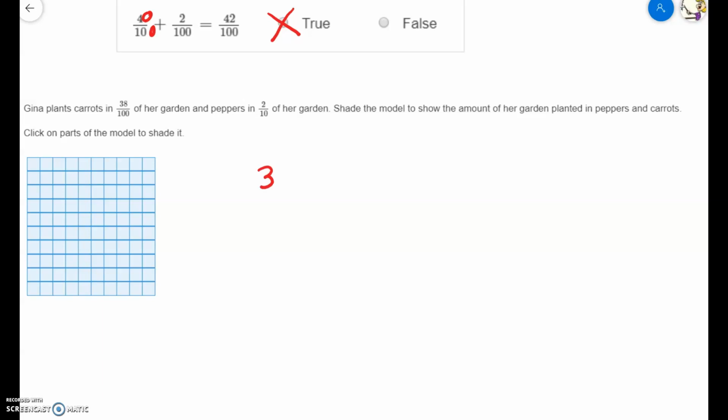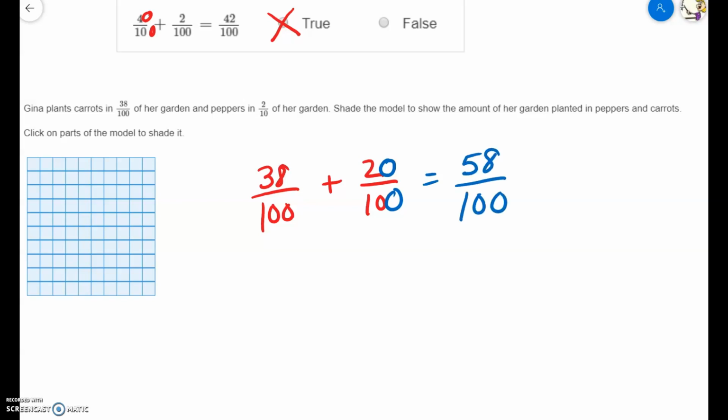Okay, so you should have thought that 38 hundredths plus 2/10, we need a common denominator, so we are going to change that 2/10 to 20 hundredths, which means we need to shade 58 pieces. Now, the hundredths are these little squares, so I need 58 of them. So one row would be 10, 20, 30, 40, 50, 1, 2, 3, 4, 5, 6, 7, and 8. We have 58 hundredths.